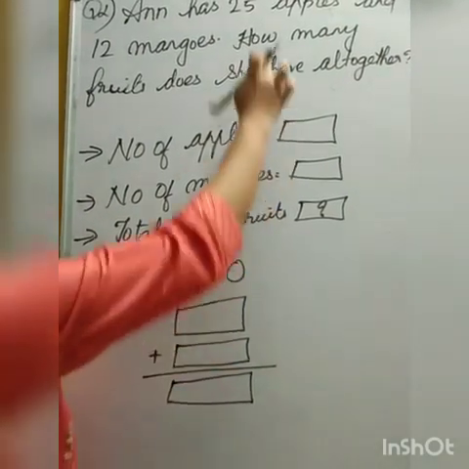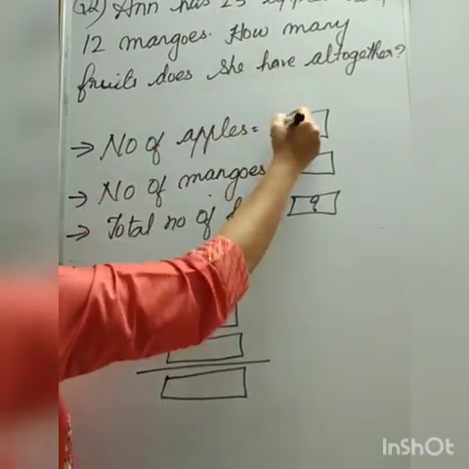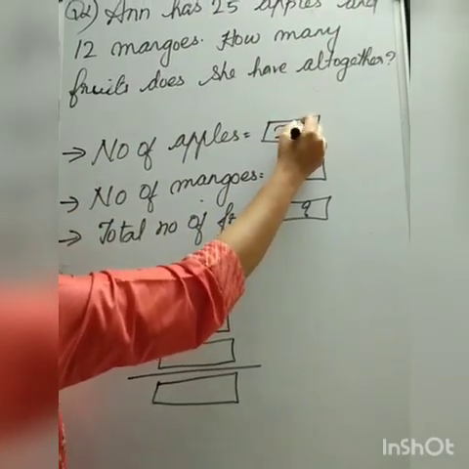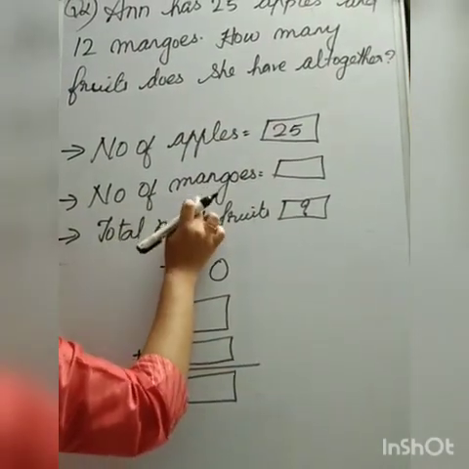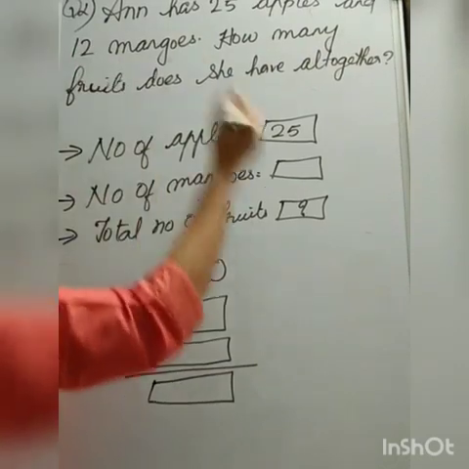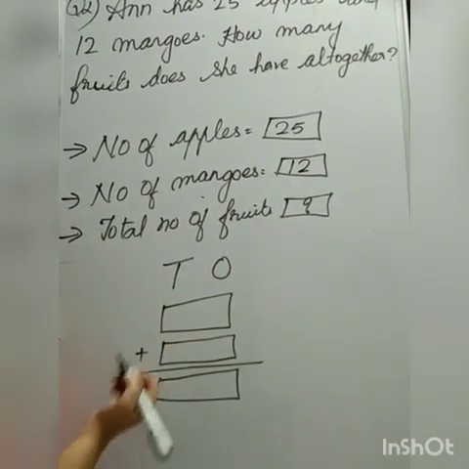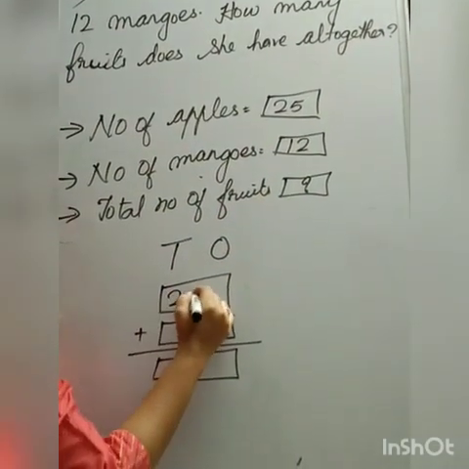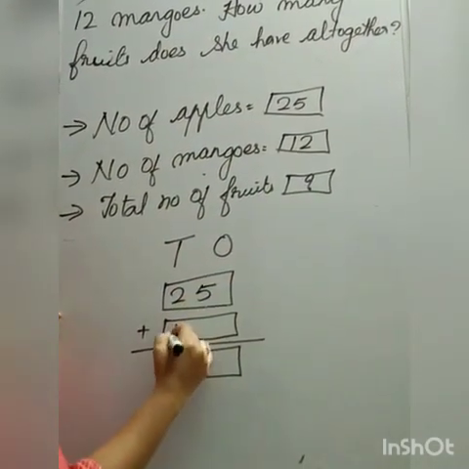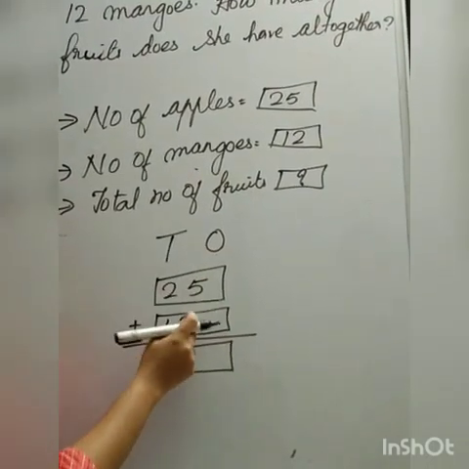First you have to write the number of apples. Number of apples, you have to write 25 in the first step. Number of mangoes, how many mangoes are here? 12 mangoes. So you have to write 12 in the second step. Now you have to write 25 and 12 here. Now plus it.